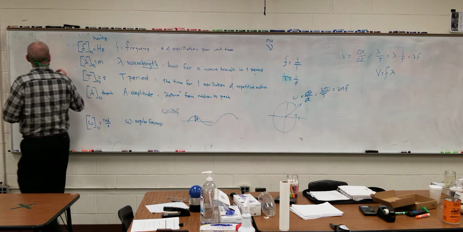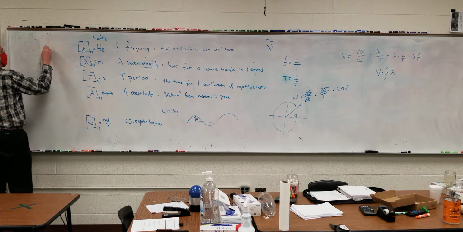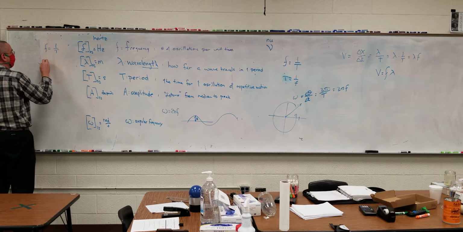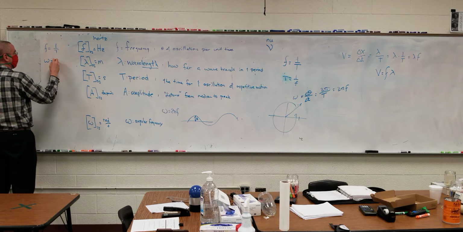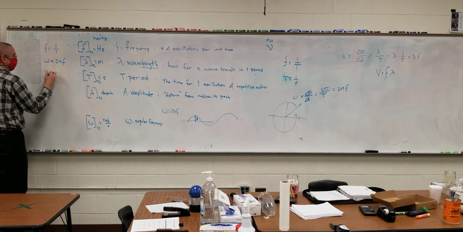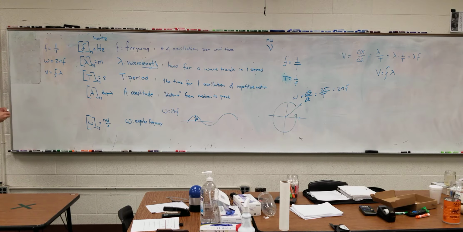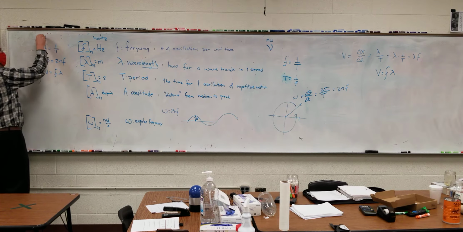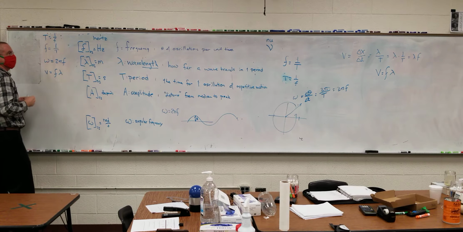So we got a couple of relationships here. We got that frequency is 1 over the period. We have angular frequency is 2 pi times the frequency. And we have speed of a wave is equal to frequency times the wavelength. Any more that we have here? No. I guess I could put period is 1 over the frequency.